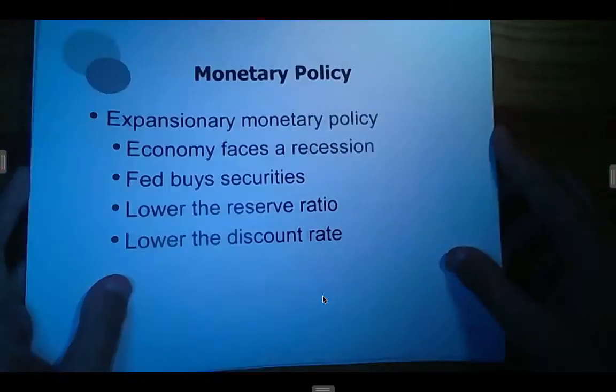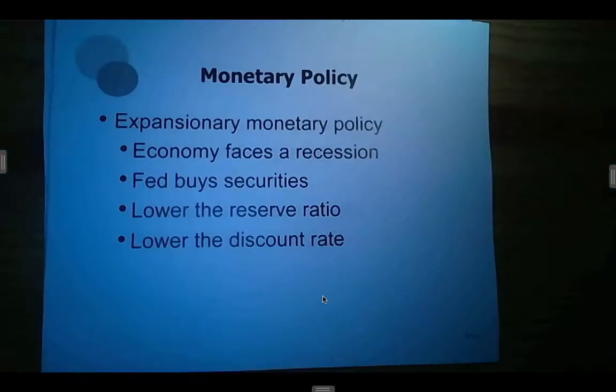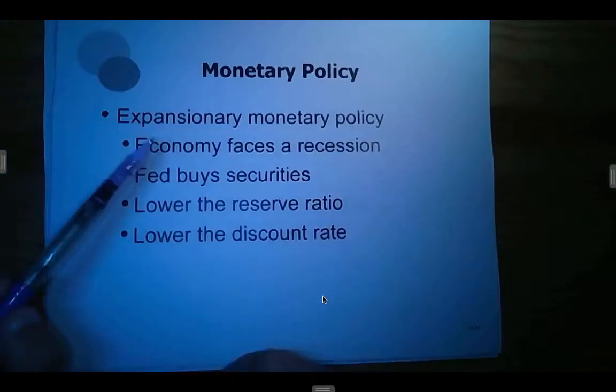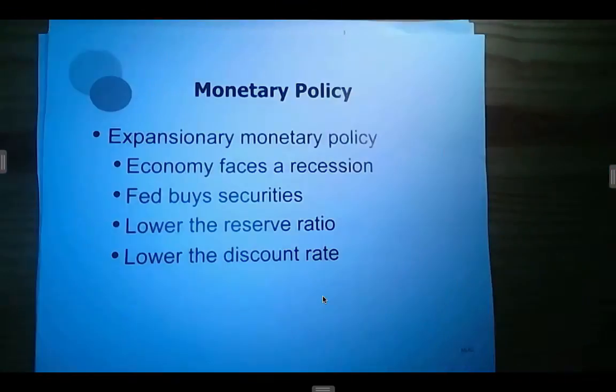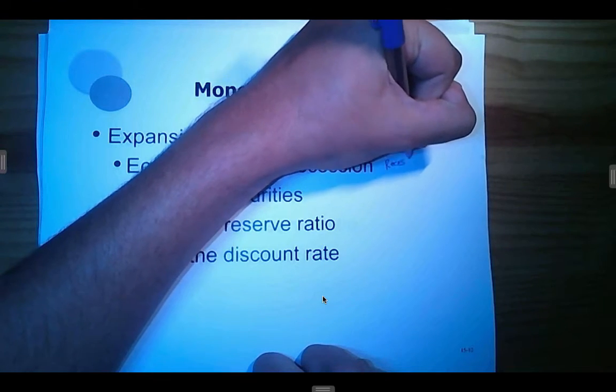And so then here's our summary, 2 slides here. Here's our expansionary policy, which essentially means, or why would you use it? You would use it because the economy is in a recessionary gap.